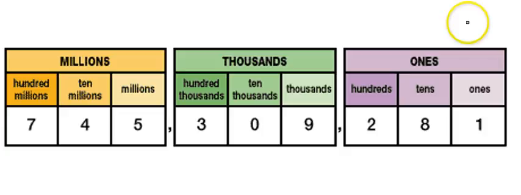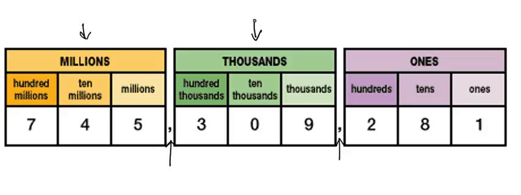So all the way to the right, I have my ones section, which includes the hundreds, tens, and ones. And then I have my thousands section, which includes hundred thousands, 10,000s, and thousands. And then I have my millions, which includes 100 millions, 10 millions, and millions. And you'll notice when we write these large numbers, each section is separated by a comma.